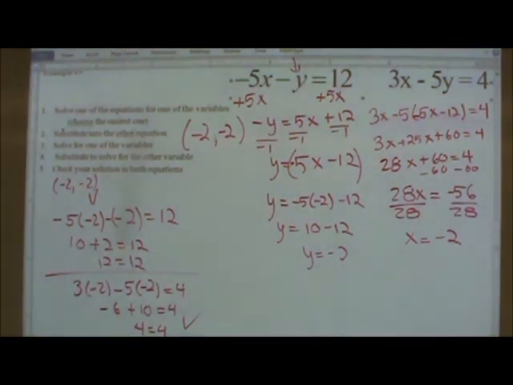After finding the x, you've got to find your other variable. Use whichever equation you like. I always use the isolated one, so I went right here with y equals negative 5x minus 12, came up with negative 2, and finally, as you can see here on the left, my checks.